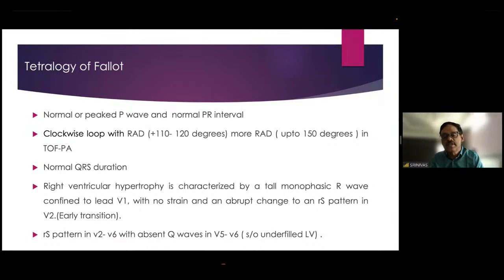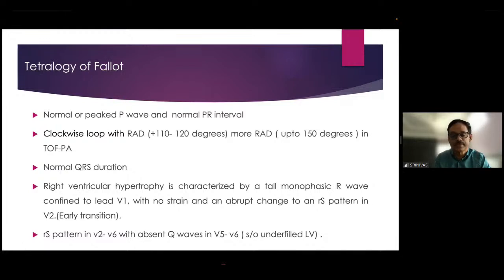Right ventricular hypertrophy is characterized by tall monophasic R waves with no evidence of strain. And there is an abrupt change from monophasic R wave in V1 to RS pattern in V2, suggesting an early transition in TOF. This is very typical for TOF. And there is RS pattern from V2 to V6. Here I have also mentioned there are absent Q waves.